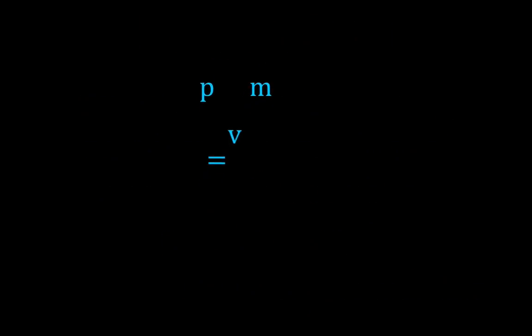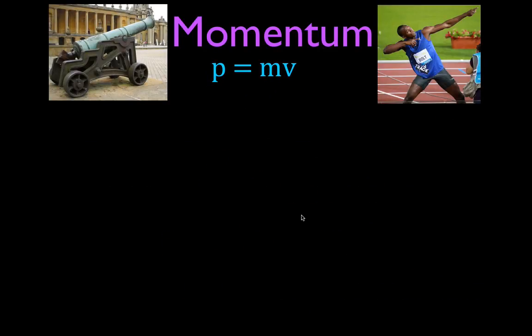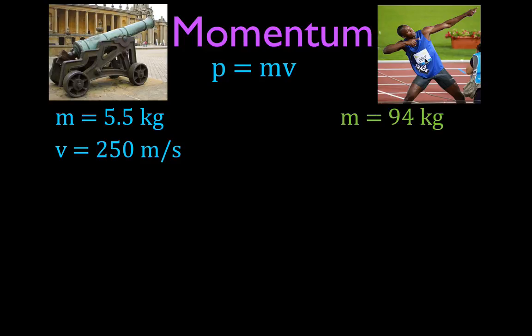That's the introduction and the specifics for momentum. Now let's do another interesting example here. For momentum, here's our equation, p equals m times v. This is a cannon, which is going to shoot a cannonball, obviously, and this is Usain Bolt, who runs the 100-meter dash. We're going to compare the momentum of these two objects. The cannonball has a mass of 5.5 kilograms, and the muzzle velocity, or velocity of the cannonball, is 250 meters per second. Now, Usain Bolt, I looked online, has a mass of approximately 94 kilograms, and he runs the 100-meter dash, and I guess his world record is 9.58 seconds.